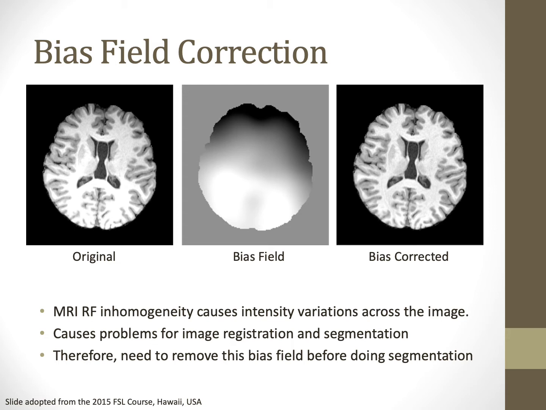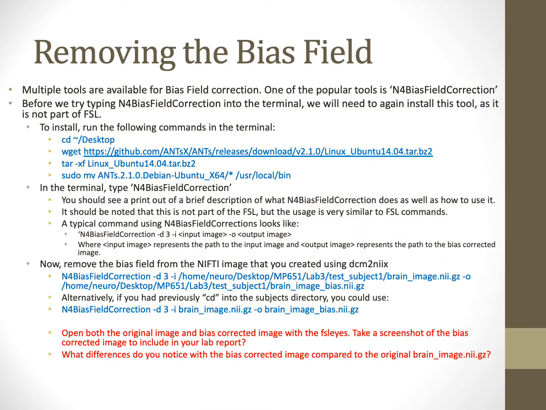Therefore, there is generally a need to remove the bias field as part of processing structural MRI data. An example of a bias field corrected image is shown here on the far right. There are multiple tools available for bias field correction. One of the more popular tools is N4 bias field correction.